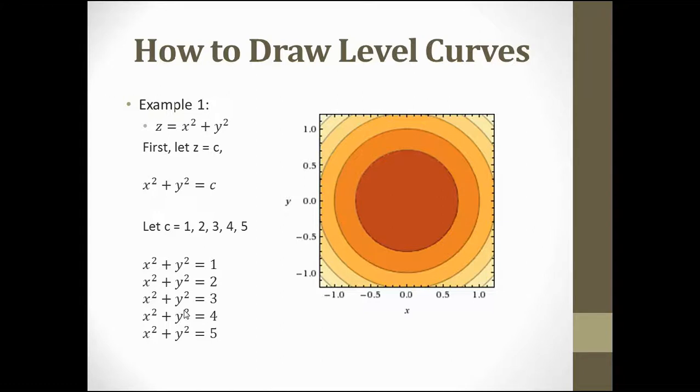Alright, let's learn how to draw some level curves. Let's see this example, z equals x squared plus y squared. To draw a level curve, we have to let z equal some constant c. So let c equal 1 or 2 or 3 or 4 or 5. It will form this kind of equation. Once you do that, you just have to graph it just like this.